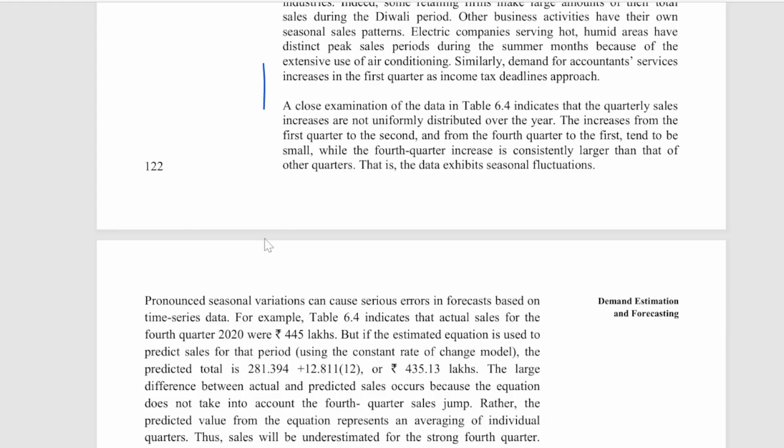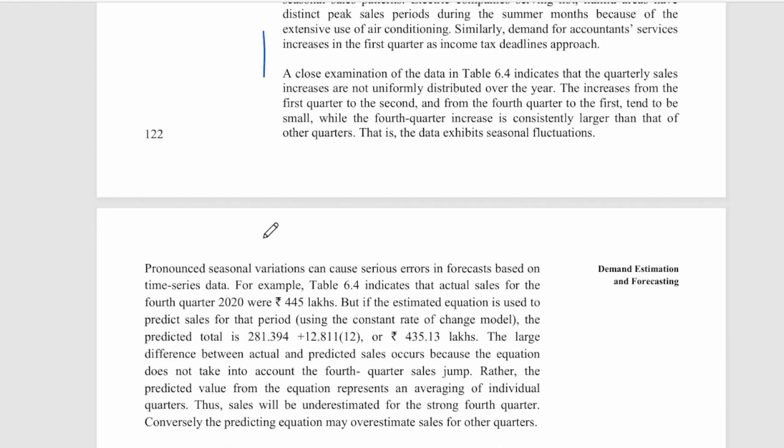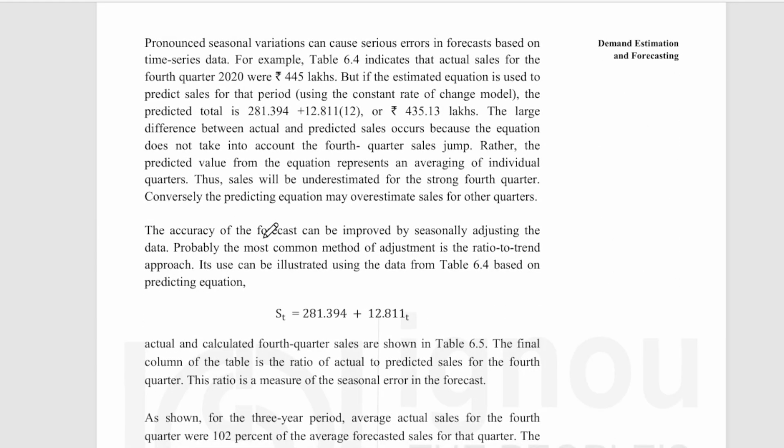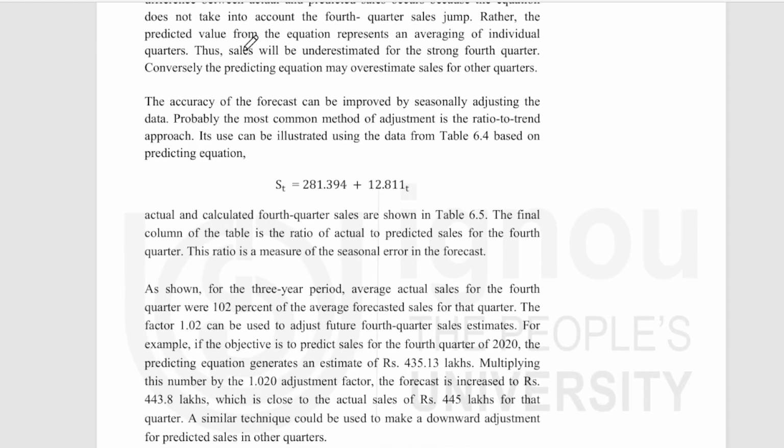So the data exhibits seasonal fluctuations, and the pronounced seasonal variation can cause serious errors in forecasts based on time series data. Example also here. And the accuracy of the forecast can be improved by seasonally adjusting the data.